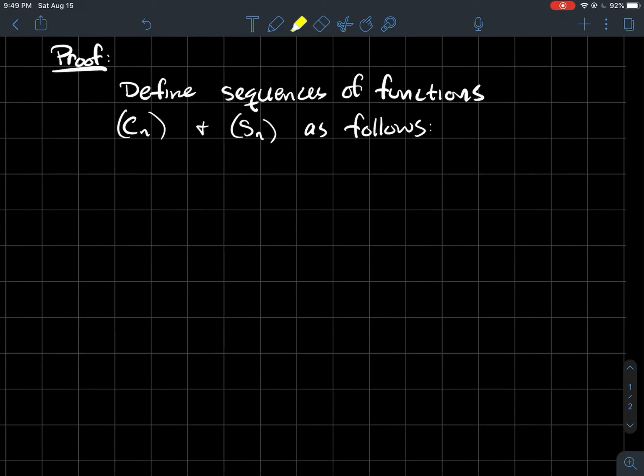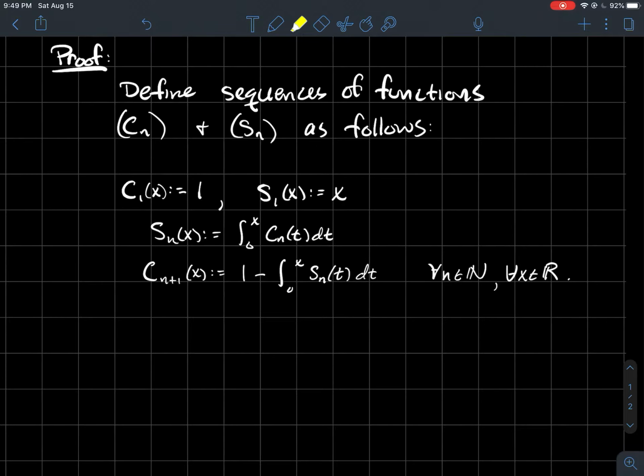So we'll define these two sequences, Cn and Sn, as follows. Again, these are sequences of functions. So here we go. C1 of x is going to be the constant 1, whereas S1 of x is going to be the linear function x, like the line through the origin, slope 1. Now Sn of x is going to be the integral from 0 to x of Cn. And Cn plus 1 of x is going to be 1 minus the integral from 0 to x of Sn.